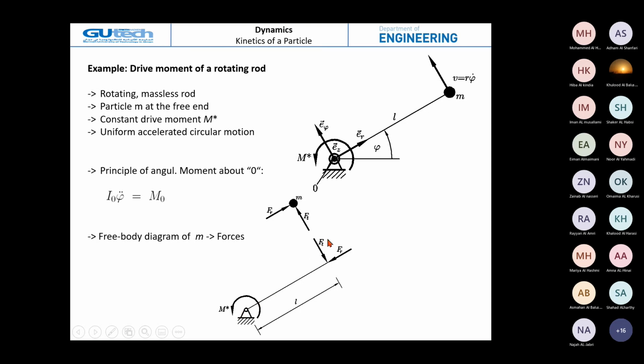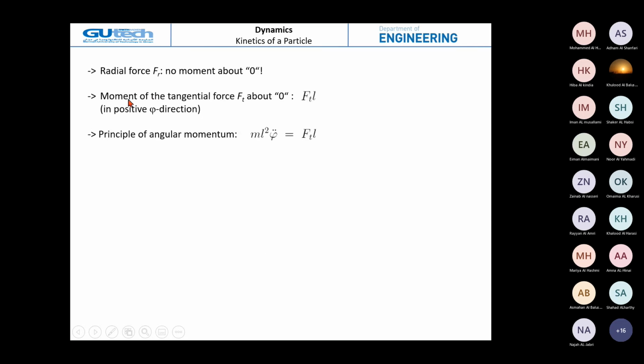Now there is only the moment due to the tangential or circumferential force, and this is F_t multiplied by the distance L here. This is the r. Now we have the moment of the tangential force F_t about the point O in the positive phi direction.